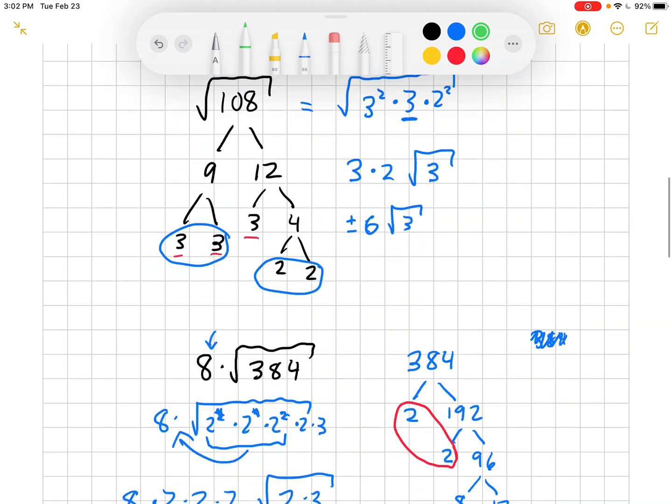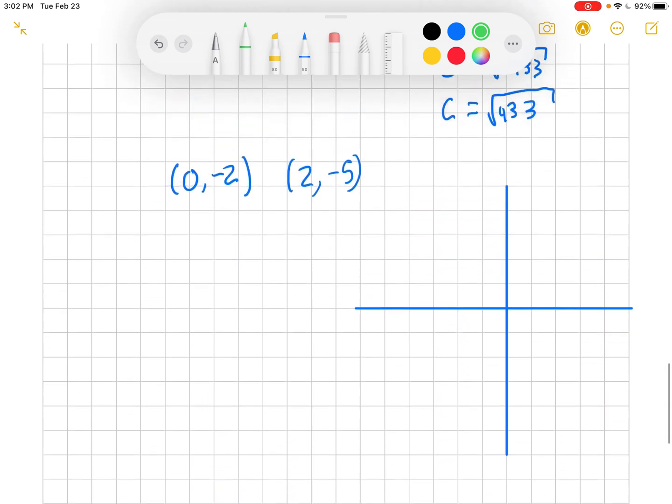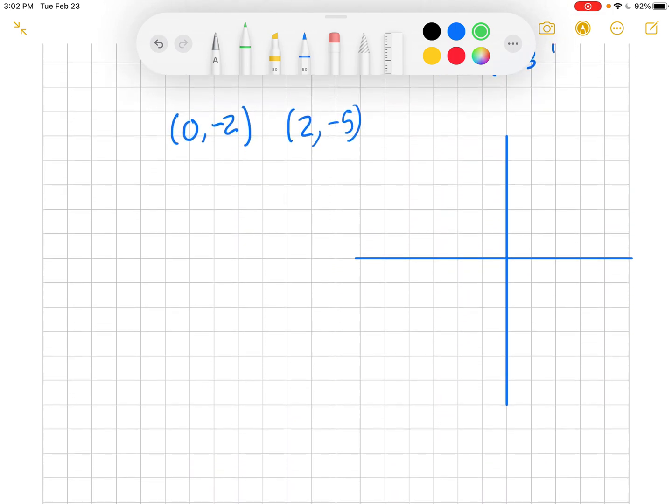First, we'll plot the points and see where we're at. So in this case, that is (0, -2). (0, -2) is that point right there, and (2, -5) is right over 2, down, right there at -5. We can connect the dots together. Now at this point, we just have a line, we don't have a triangle.